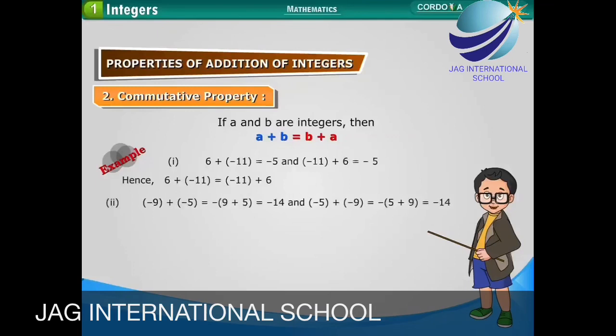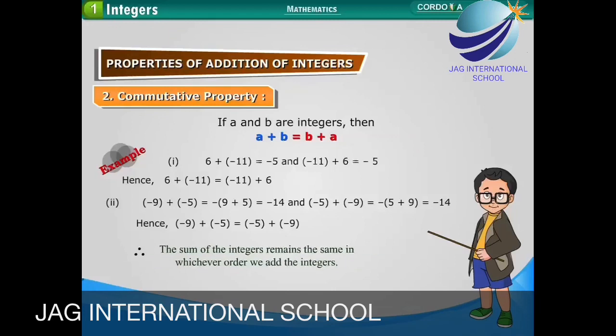Negative 9 plus negative 5 is equal to -(9 plus 5), which is equal to negative 14, and negative 5 plus negative 9 is equal to -(5 plus 9), which is equal to negative 14. Hence, negative 9 plus negative 5 is equal to negative 5 plus negative 9.